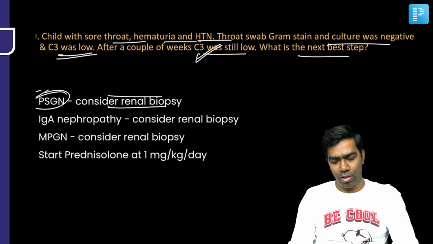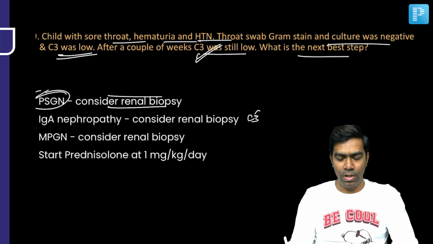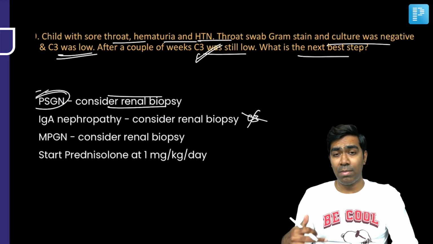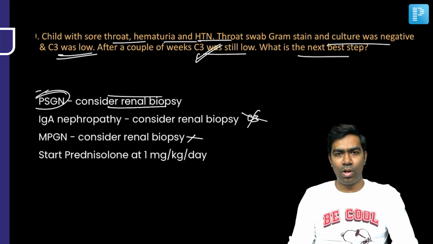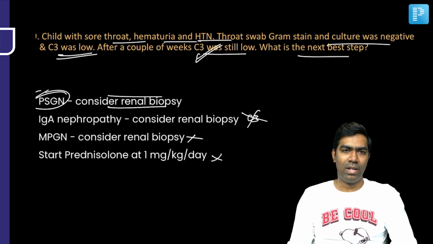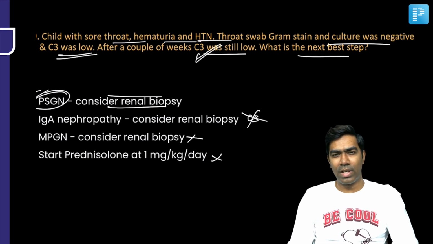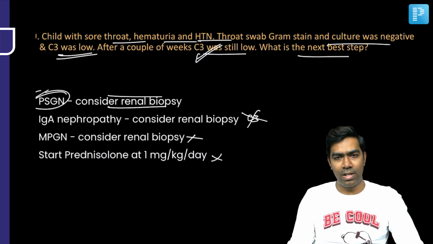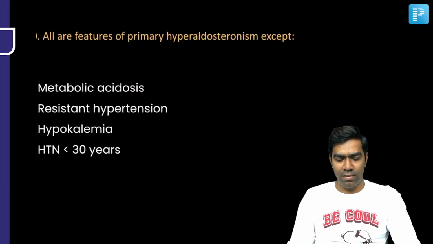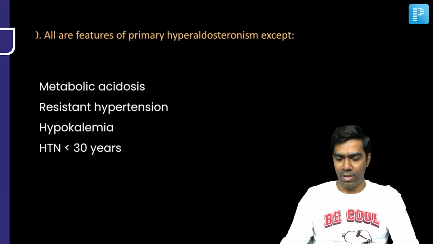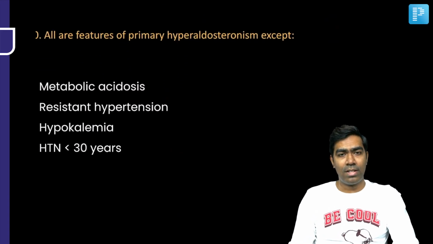IgA nephropathy is wrong because C3 levels are unlikely to be low in the setting of IgA nephropathy. MPGN can produce low C3 levels, but here our suspicion is not MPGN at all in the first place. And starting prednisone at 1 mg per kilogram per day straight away will probably be appropriate in the setting of suspected minimal change disease, but apart from that, in the setting of a nephritic syndrome like this, we are not going to start steroids straight away until we have biopsy evidence of something specific. PSGN doesn't have any specific treatment. So steroids will not be given in PSGN. We are going to only treat it supportively.